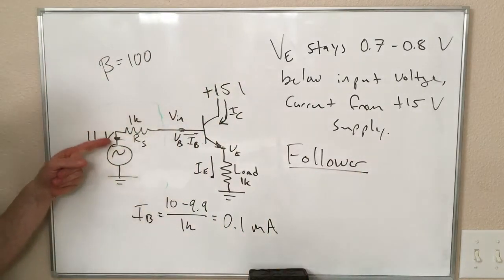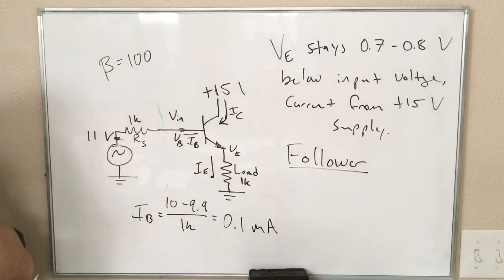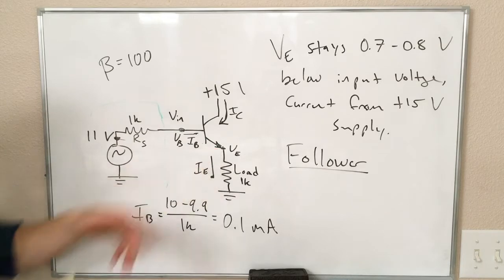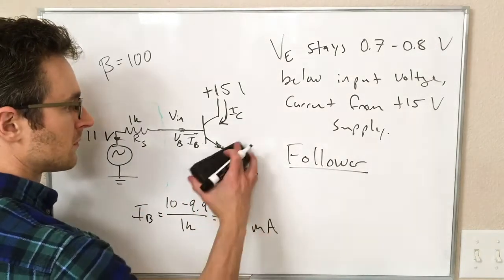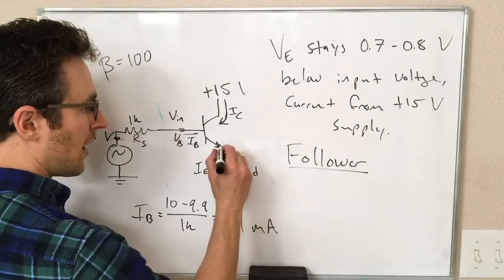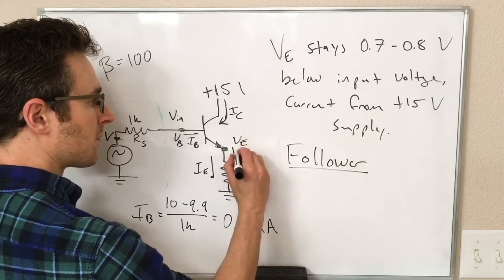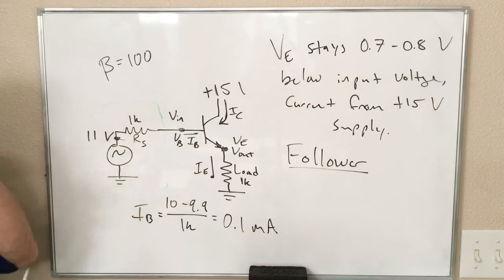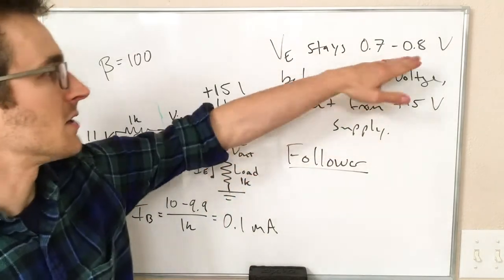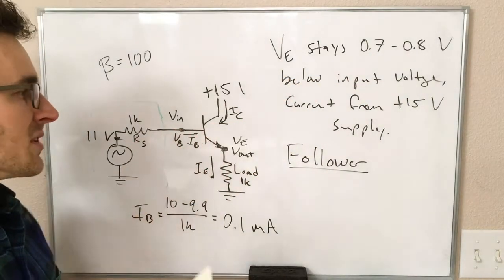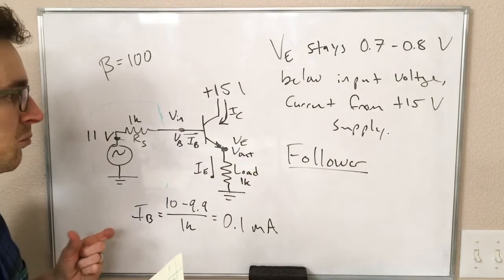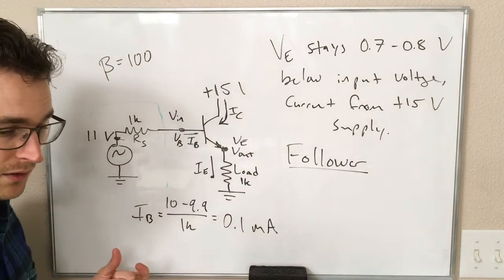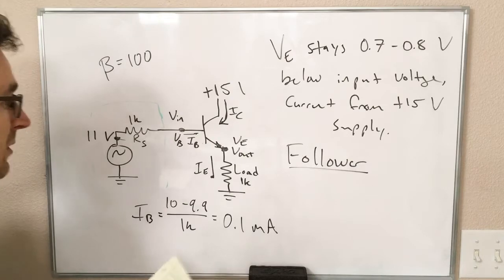Because for a whole bunch of different values of the input to this circuit, the output, which I can now label, VE is our output. Our output follows the input. Now it doesn't stay exactly where it is. It stays a constant 0.7 or whatever volts below it. But that is a lot better than we were doing, right?